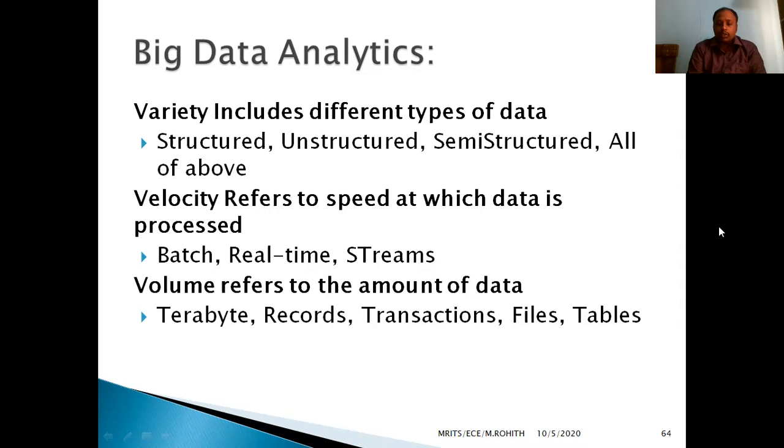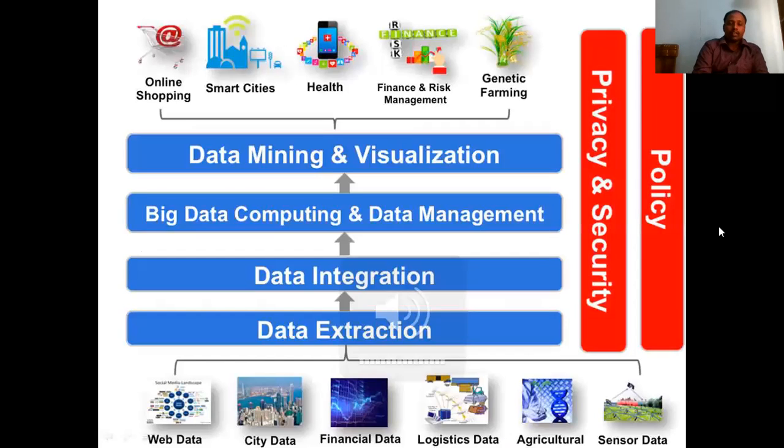Next, volume refers to the amount of data. So if your data is there, in what type of storage are you dealing with? Is the data stored in terabytes, or in records, or in transactions or files? Let me say, if your data is about a bank, that will be in the form of transactions. If it is about employee details, that may be in the form of tables. If it is data for the purpose of research and the like, that may be in files. So this is about big data analytics and how these three are done, right?